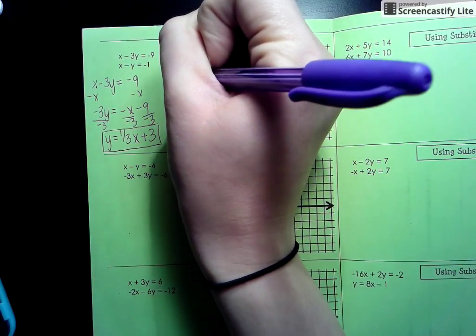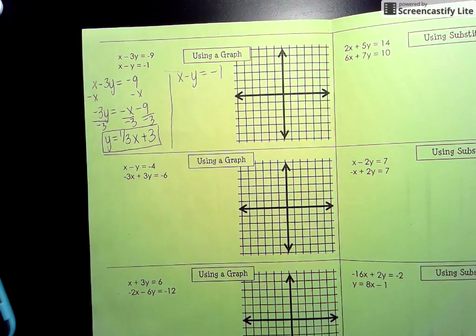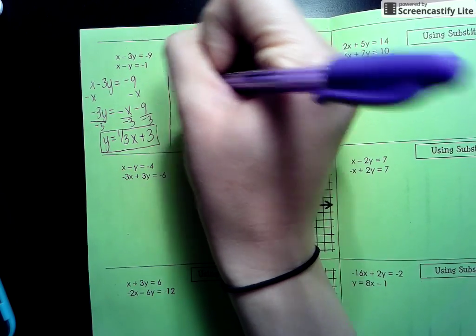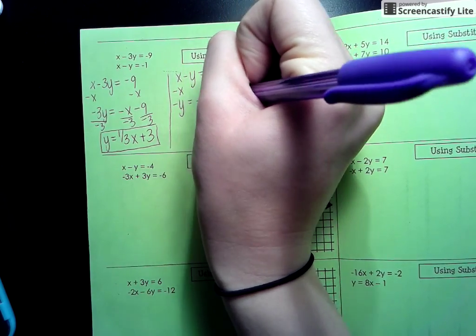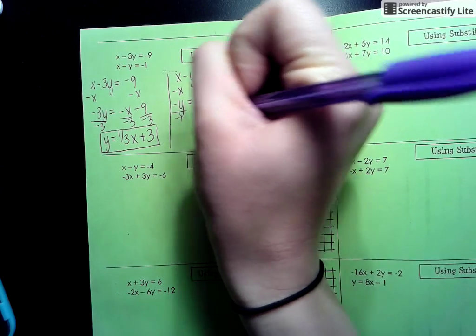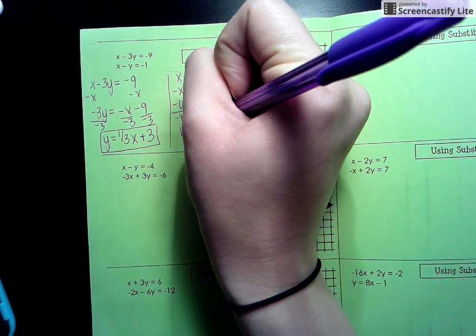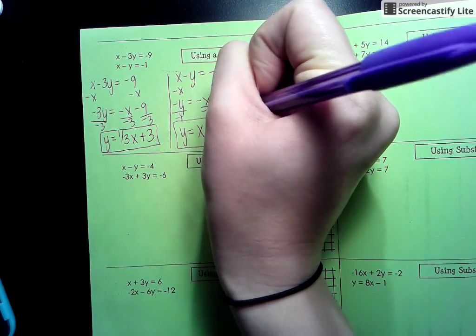And then I'm going to find my second equation, which would be x minus y equals negative 1. I'm going to subtract x on both sides. So I have negative y equals negative x minus 1. I'm divided by a negative 1 because I still got to get y by itself. So I have y equals x plus 1. So these are my two equations.